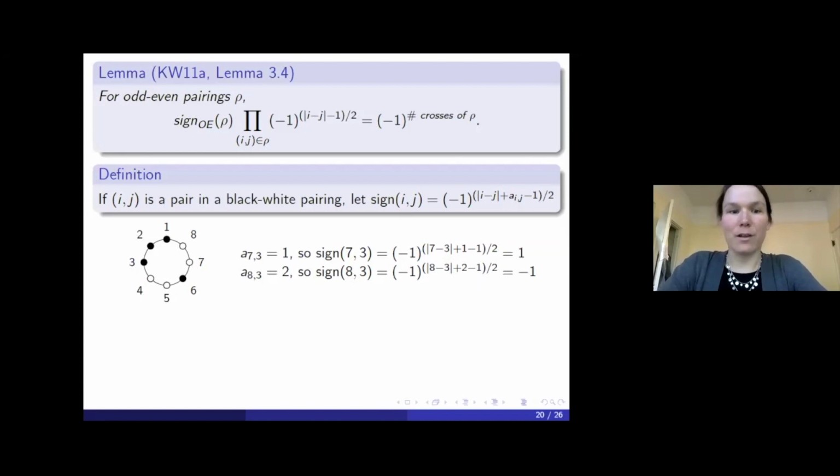In Kenyon and Wilson's case, where the nodes always alternate black and white, our definition agrees with theirs. And you can check that this exponent is always going to be an integer.